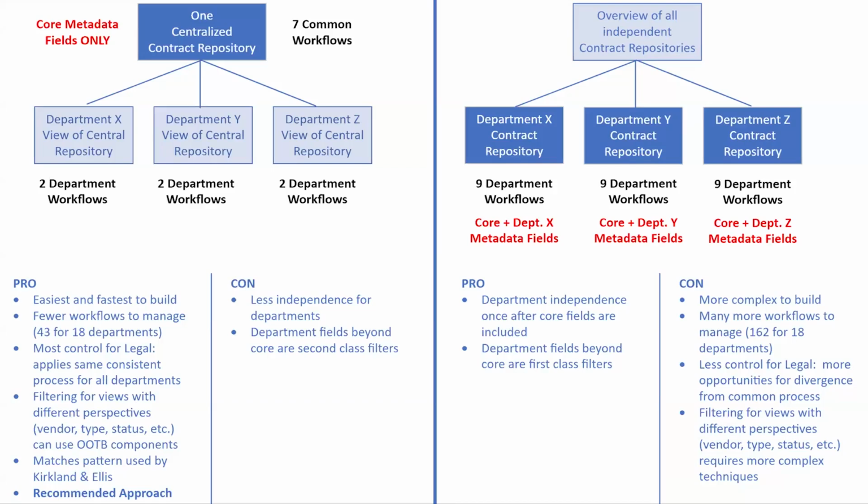Our client's decision point was to keep a centralized versus decentralized contract repository. The decision had a ripple effect that could have greatly inflated the number of Power Automate workflows if the client wanted every department to collect unique data points, i.e., the decentralized contract repository approach. As you can see, while there were some pros to a decentralized structure, the cost to create 43 compared to 162 flows would have more than doubled their budget for very little return on investment.